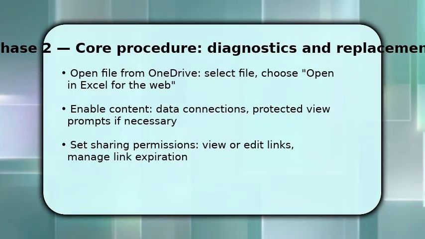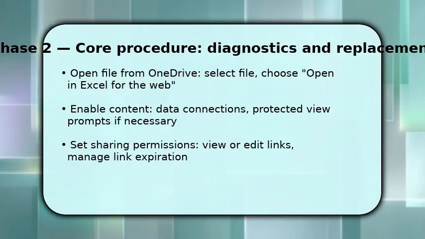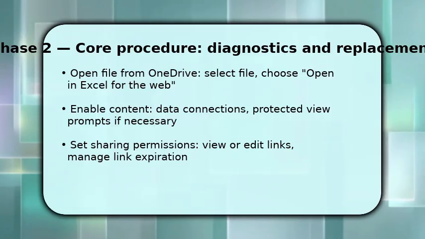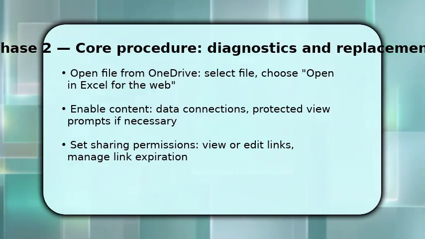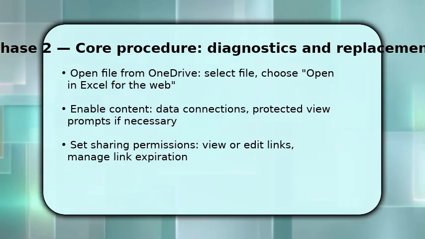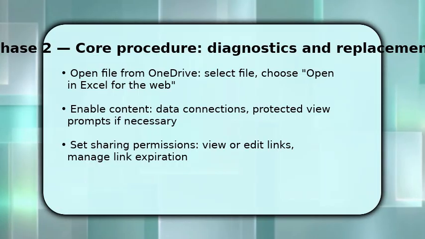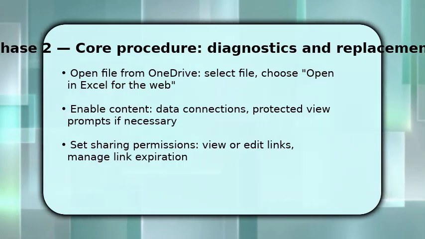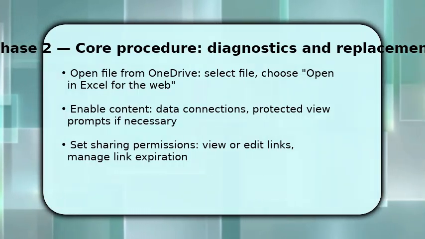You open the workbook from OneDrive or SharePoint by selecting it and choosing Open in Excel for the web. This uses the browser app rather than the desktop client. Once loaded, enable any data connections or external query prompts to let live data refresh. This ensures formulas and pivot tables work correctly.